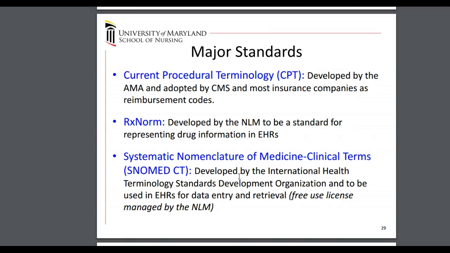So, CPT, Current Procedural Terminology. Those are codes developed by the AMA and adopted by CMS and most insurance companies for reimbursement. A CPT code would pertain to your level of service with the patient, or if you inserted an IV, so that you can get reimbursed properly for that, or some sort of procedure. RxNorm was developed by the NLM, the National Library of Medicine, to be a standard for representing drug information in EHRs so that it's standard across the board.